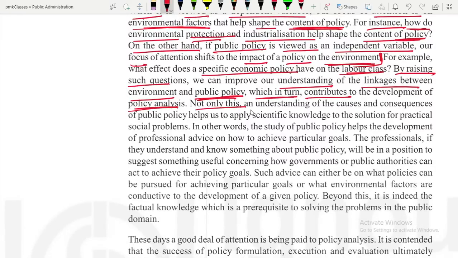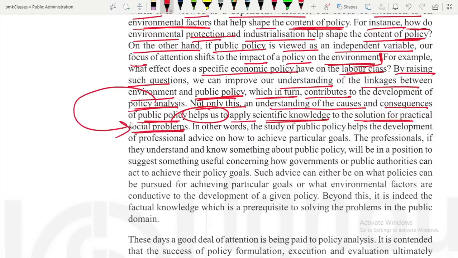Okay, not only this, understanding of the cause and consequences of public policy helps us to apply scientific knowledge to the solution for प्रैक्टिकल सोशल प्रॉब्लम. ओके, तो हमें पब्लिक पॉलिसी एनालिसिस, ओके, मेनली जो पब्लिक पॉलिसी एनालिसिस है, थ्रू दैट वी विल गेट द साइंटिफिक नॉलेज, एंड सॉल्यूशन ऑफ द सोशल प्रॉब्लम. देयरफॉर पब्लिक पॉलिसी एनालिसिस एंड पब्लिक पॉलिसी को डेवलप करना बहुत ज़्यादा इंपॉर्टेंट है.